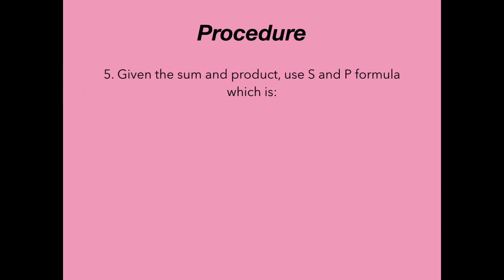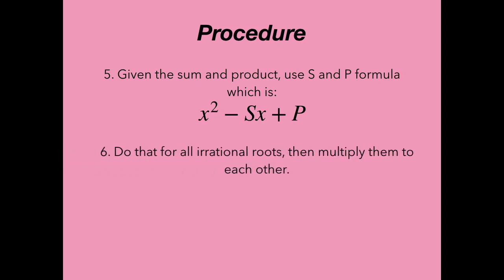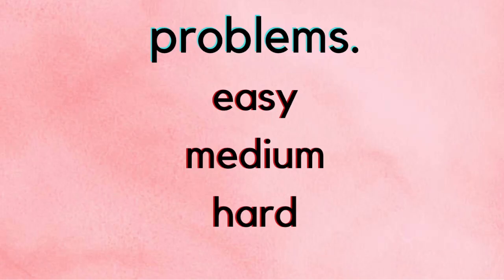Once you find the sum and product of each pair, use the S&P formula, which is x squared minus sx plus p. Do that for all irrational roots and then multiply them to each other. Keep on simplifying until you get the factored form of the polynomial.